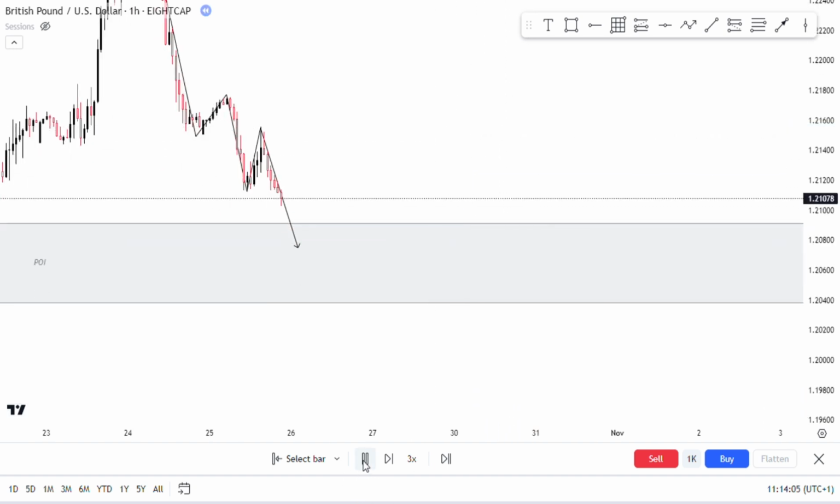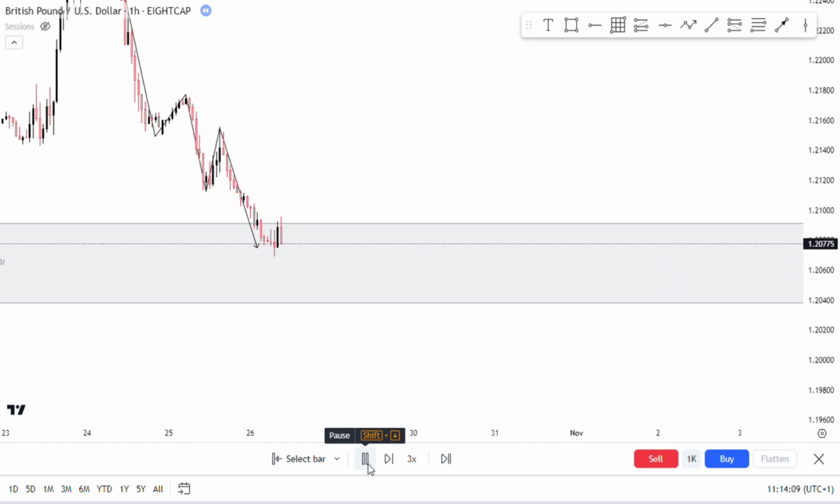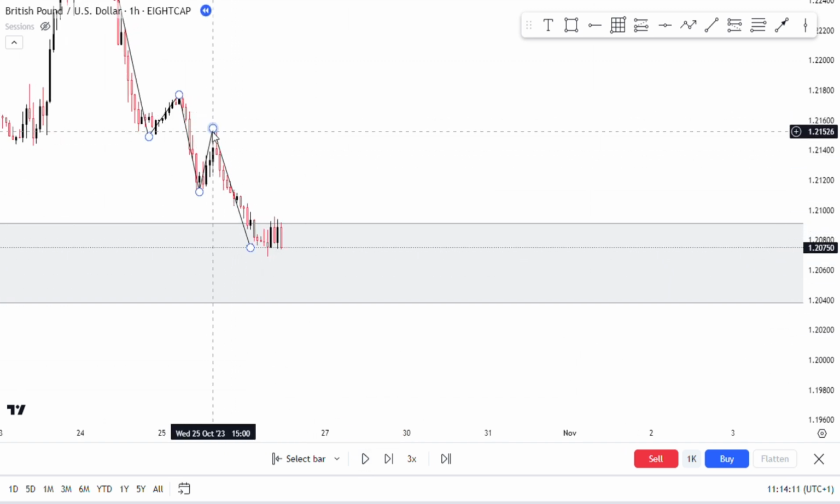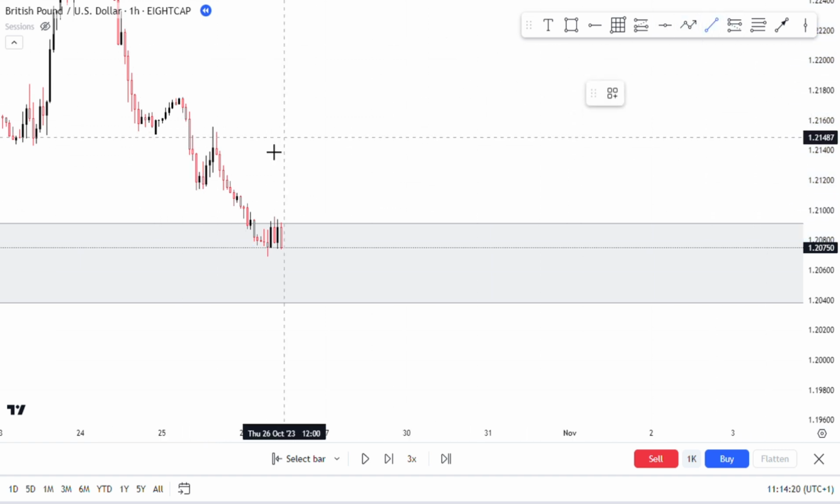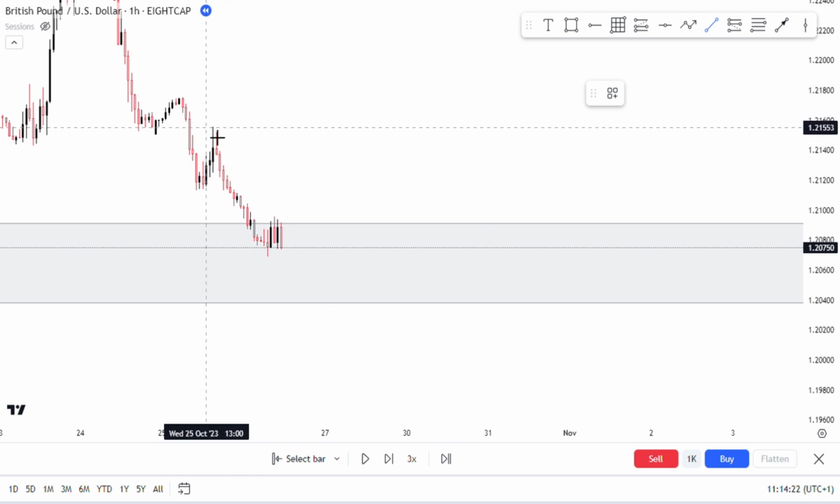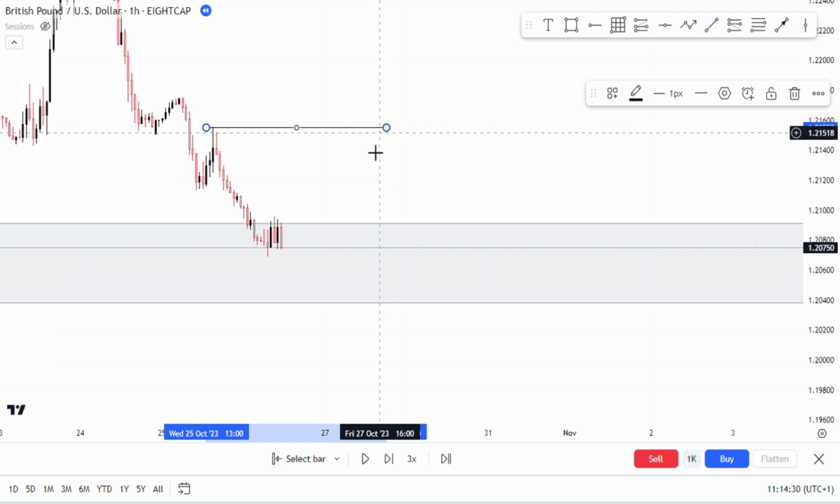So let's just wait for price. Considering price taps into our POI, we'll be expecting what? A break of structure here. So once we see a break of structure here, you can use the order block that's responsible for the break of structure. So right here, we are going to be expecting a break of structure. Once price breaks this particular high, we are going to make use of the order block responsible for this break of structure. So let me mark this out.